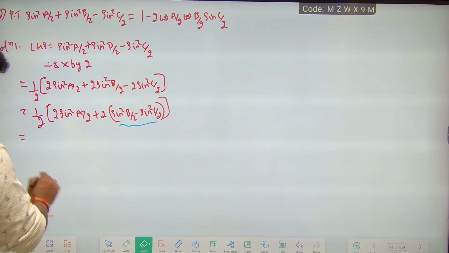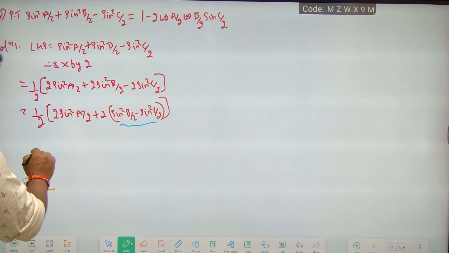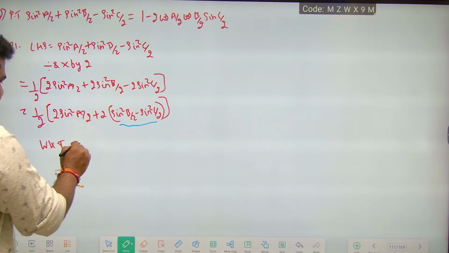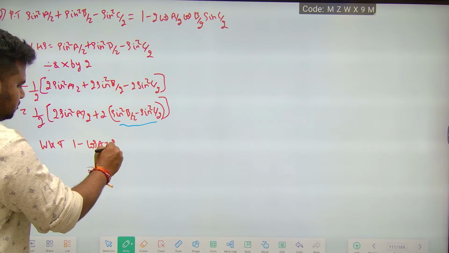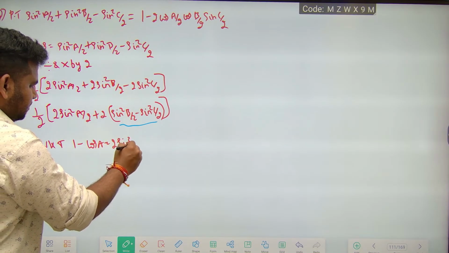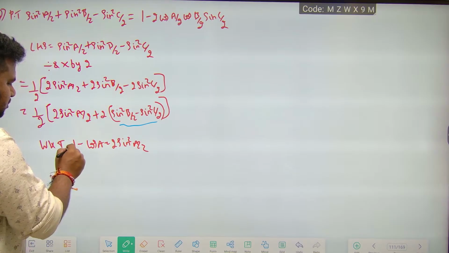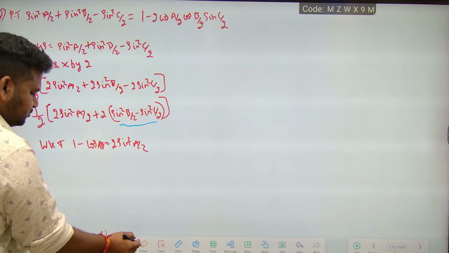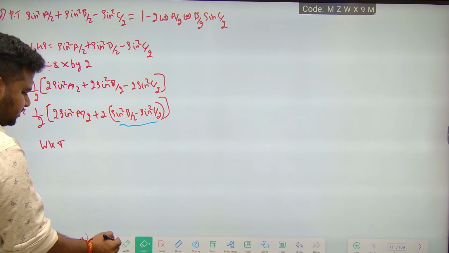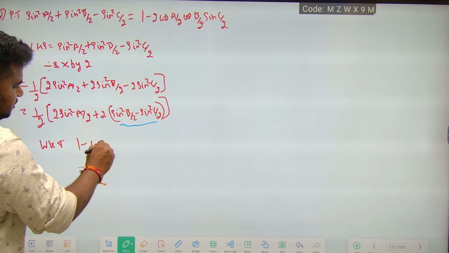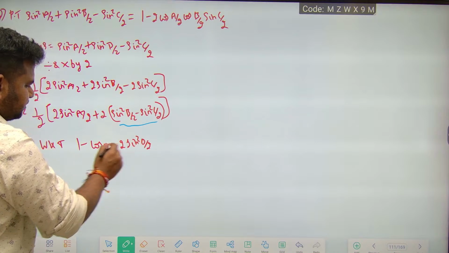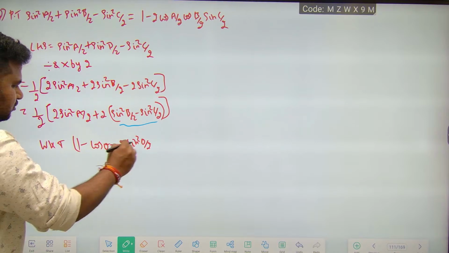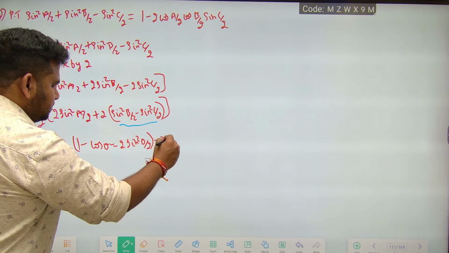So we know that 1 minus cos theta is equal to 2 sin square theta by 2. So 2 sin square theta by 2 I can write as 1 minus cos theta. Okay, so this is result 1.